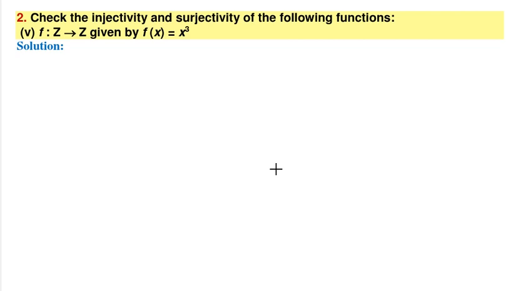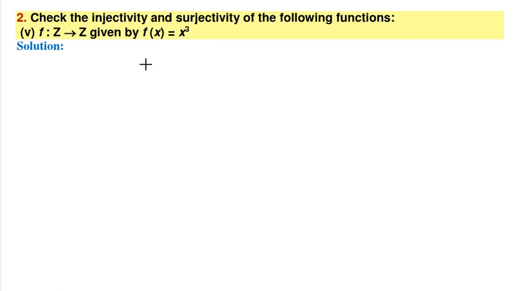This is from exercise 1.2, second question. Check the injectivity and surjectivity of the following functions. We have already discussed the first 4 subdivisions of this question. Now we'll discuss the fifth subdivision of question number 2. The mapping from the set of integers to the integers given by f of x equal to x cube.